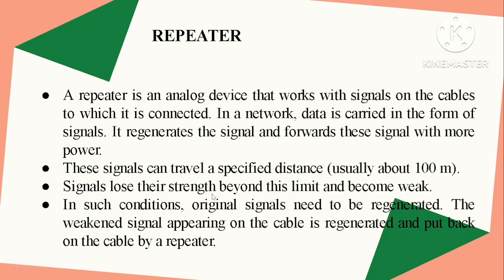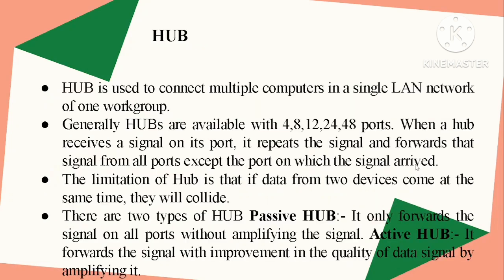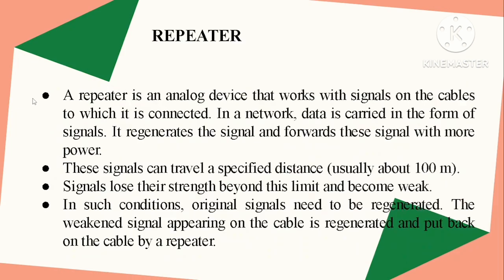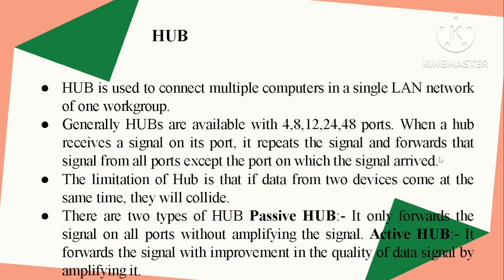So if signals lose their strength beyond that limit, they become weak. In that condition, we need the original signals to be regenerated, and that is generally done by a repeater. So you will get a question in the case study asking, what is the use of a repeater? Where should you place a repeater? In that case, you will write, if the distance between two buildings is more than 100 meters, you need to place a repeater in that place.